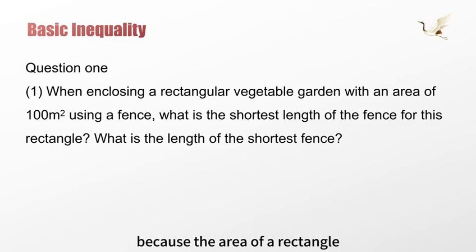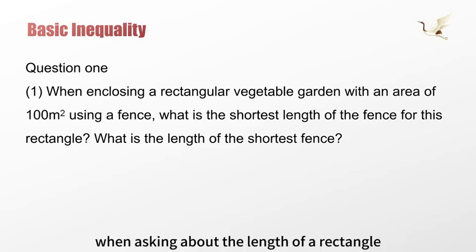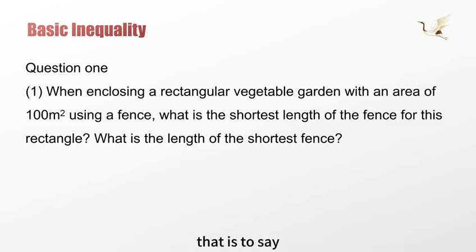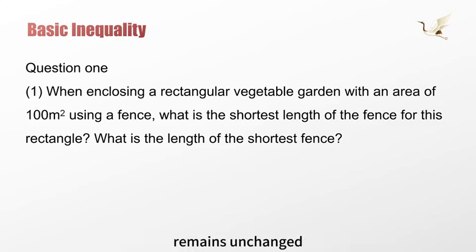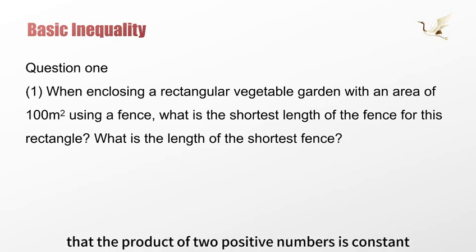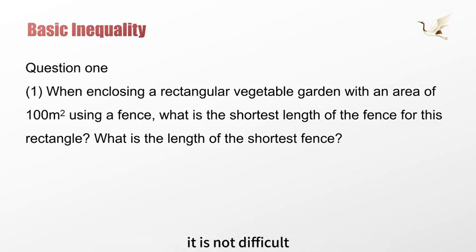Because the area of a rectangle is the product of its two adjacent sides, and the circumference of a rectangle is twice the sum of its two adjacent sides, the problem is actually: given that the product of the two adjacent sides of a rectangle is 100 square meters, when is twice the sum of its two adjacent sides the minimum? That is to say, regardless of how the two adjacent sides change, their product remains unchanged. Therefore, this problem can be further described as: knowing that the product of two positive numbers is constant, what is the minimum value of their sum? Based on the above analysis, it is not difficult to think of using fundamental inequalities to solve this problem.